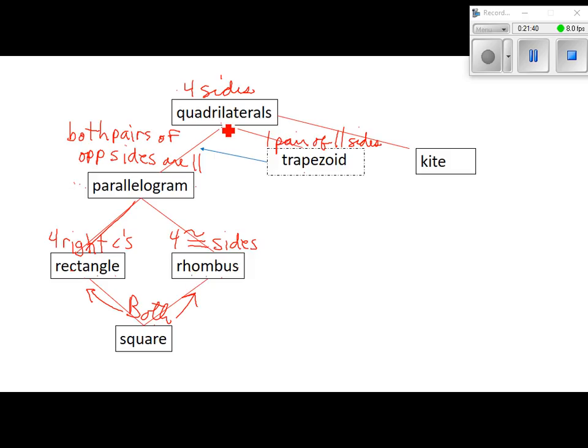If we checked up here and it wasn't a parallelogram, we checked and it wasn't a trapezoid, then the other name we could give it is a kite. Remember, the key property for a kite is 2 pairs of consecutive congruent sides.